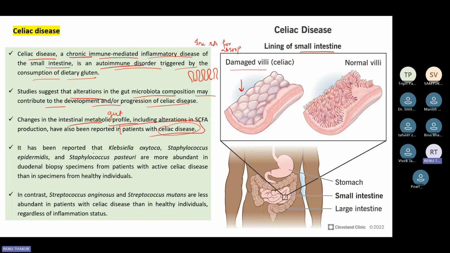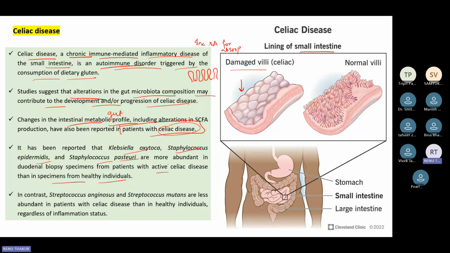And it has been reported that Klebsiella oxytoca, Staphylococcus epidermidis, and Staphylococcus pasteurii are more abundant in duodenal biopsy specimens from patients with active celiac disease than in specimens from healthy individuals. So you can write it down: in celiac disease the population of Klebsiella oxytoca and these different species of Staphylococcus, particularly Staphylococcus epidermidis and Staphylococcus pasteurii, is increased. So you can expect that if an individual has celiac disease, the abundance of which bacteria? These three bacteria will be there.